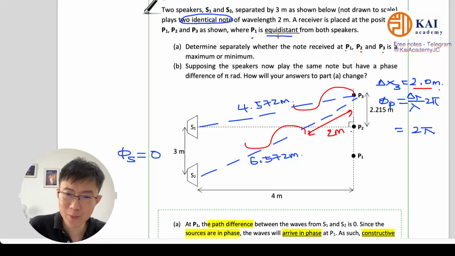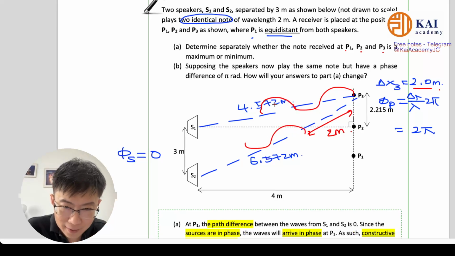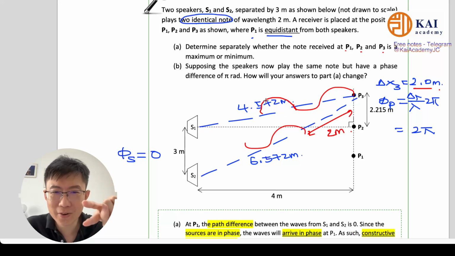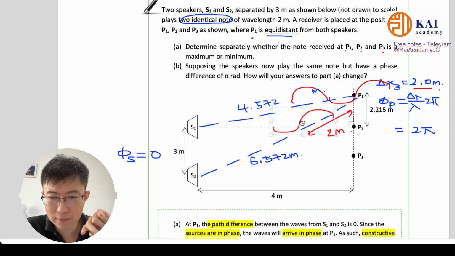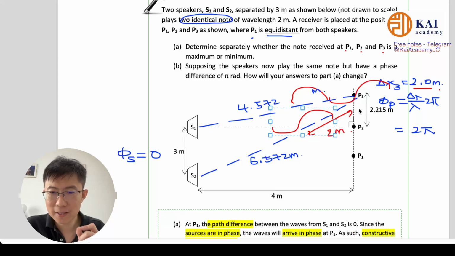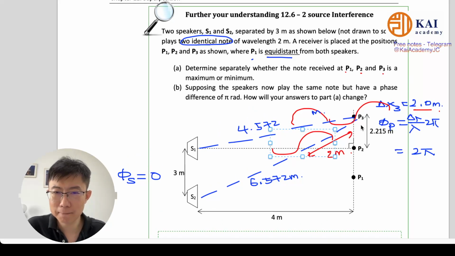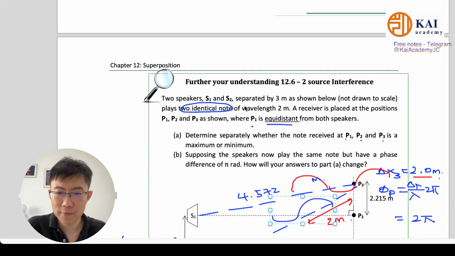And 2 meters corresponds to 1 wavelength. So I'm trying to show that the crest from S2 will eventually coincide with the crest from S1. The 2 crests will arrive at the same time. This wave travels in, followed by its next cycle, and the wave from S2 would have traveled here. This is why whenever it's an even multiple of phase difference, we will say that the wave will arrive in phase. So that's for the formation.